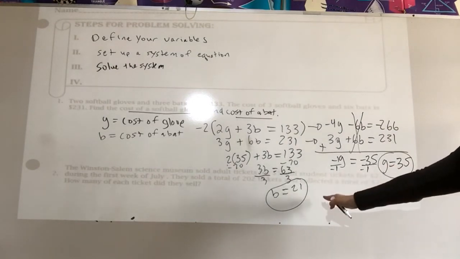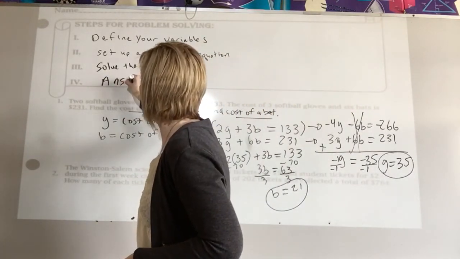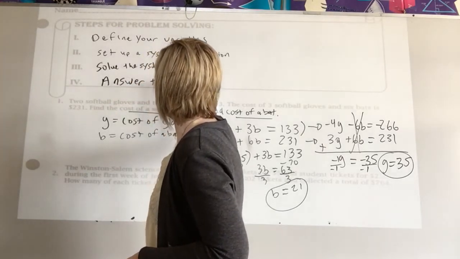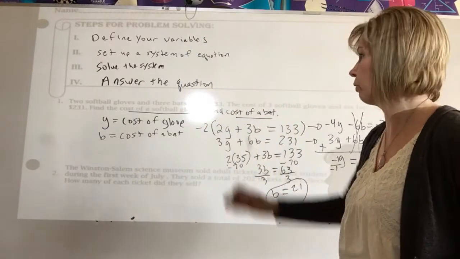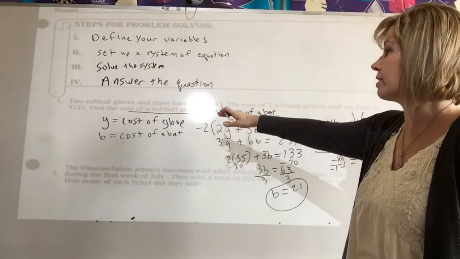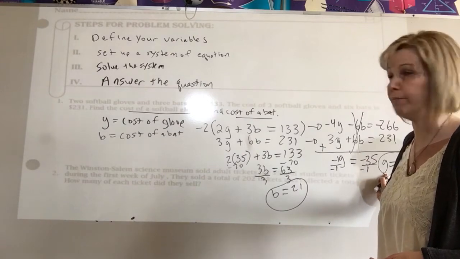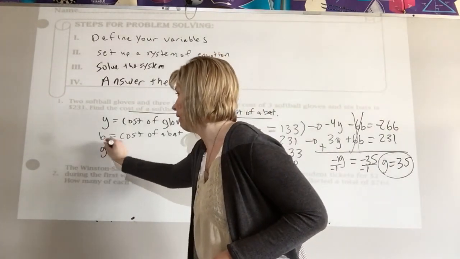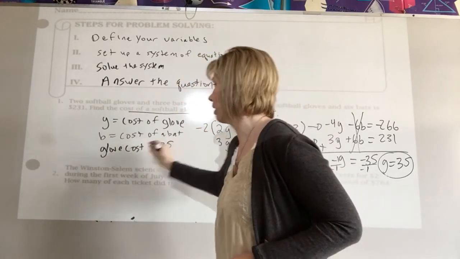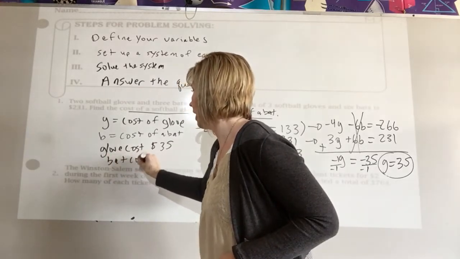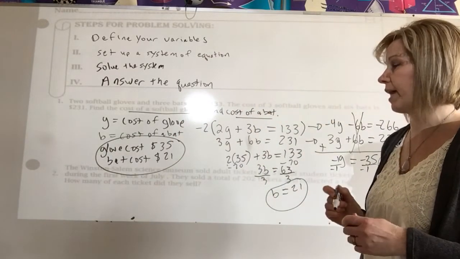So after we solve the system, what I want you to do is to answer the question. Okay, so what I mean by answer the question, if you look over the statement, it says find the cost of the glove, find the cost of the bat. So what does b equal 21 mean? What does g equal 35 mean? It means that the glove costs $35 and the bat costs $21. And then kind of circle your final answer here.